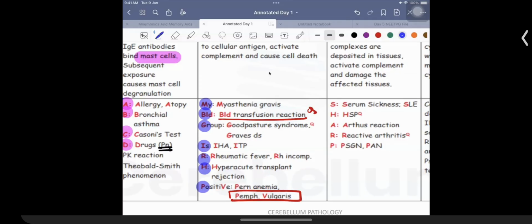Mismatched blood transfusion reaction. Yes, Dr. Astral Cortex, you are right. Tombstone appearance on immunofluorescence. Pemphigus vulgaris has tombstone appearance on immunofluorescence. So we have examples like myasthenia gravis, blood transfusion reaction, Goodpasture, Graves' disease. Graves' disease, all-time favorite of your examiners. Immune hemolytic anemia was again asked as a question. RH incompatibility, hyperacute transplant rejection.